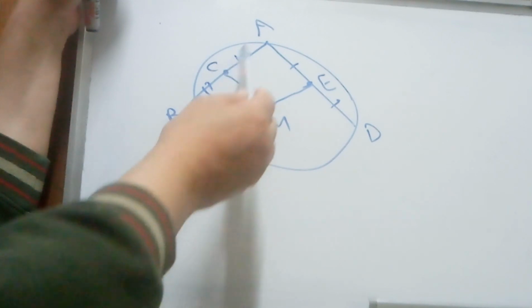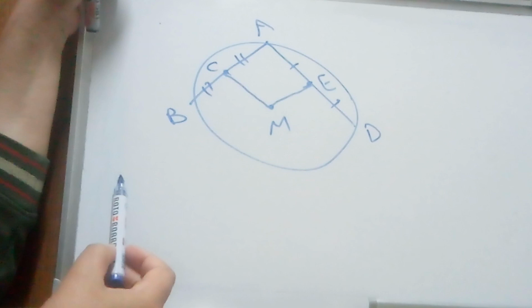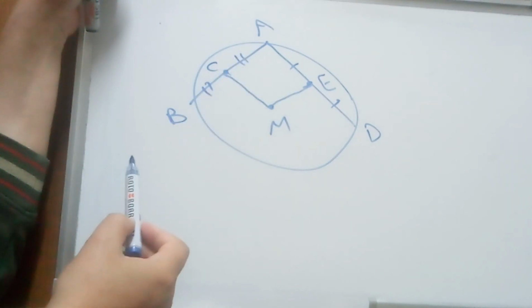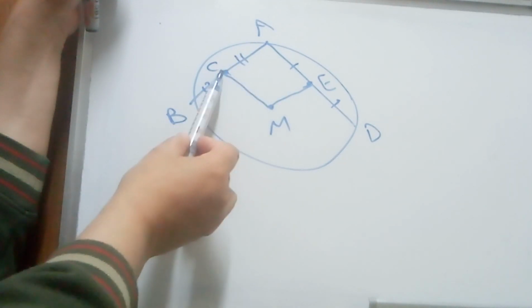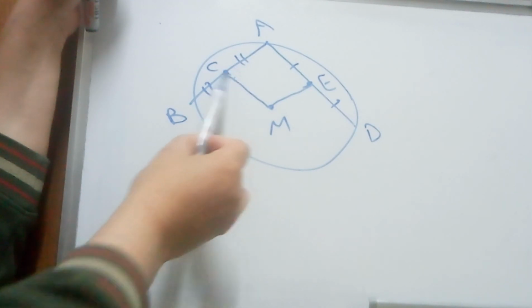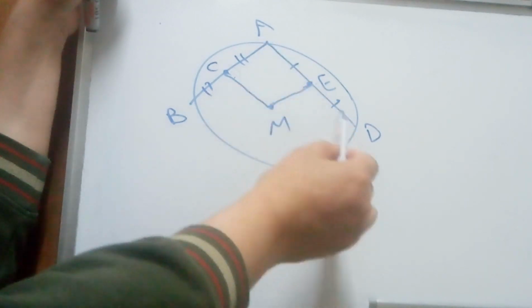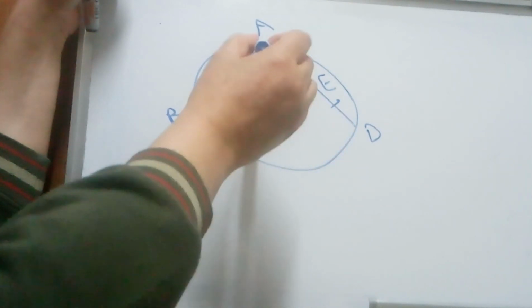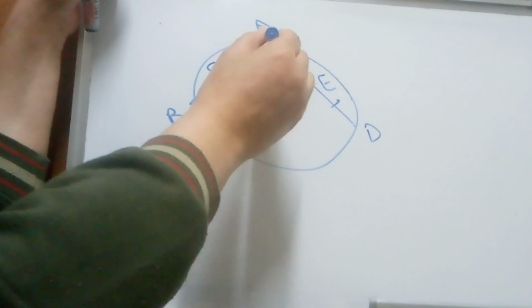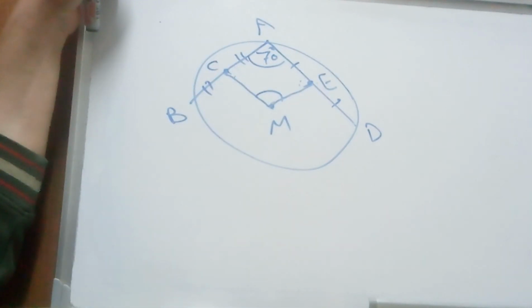You know that if C is the midpoint of AB, this means MC is perpendicular to AB, which means we have a right angle MCA. Its measure is 90 degrees. And the other side, ME, is perpendicular to AD. Then if you know the measure of this angle is 70 degrees, what about the measure of the central angle CME?